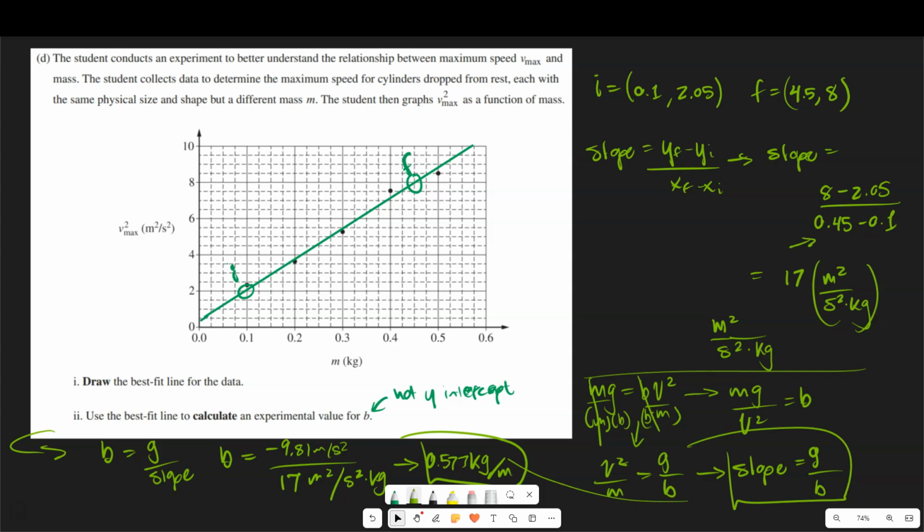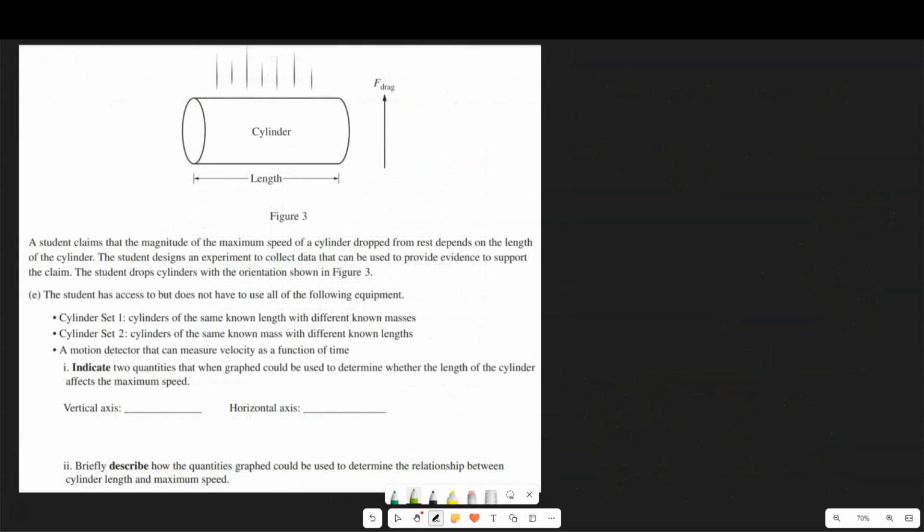Let's finish this off. Okay, and so for part E, it says a student claims the magnitude of the maximum speed of the cylinder dropped from rest depends on the length. So it's going to depend on the length of the cylinder. The student designs an experiment to collect data that can be used to provide evidence to support the claim. Student drops cylinders with the orientation shown. The student has access to but does not have to use all of the following equipment. So you've got your set one, your set two. Set one has the same known length with different masses. Set two has the same known mass, but different lengths. That's what we're going to want because we're going to vary the length.